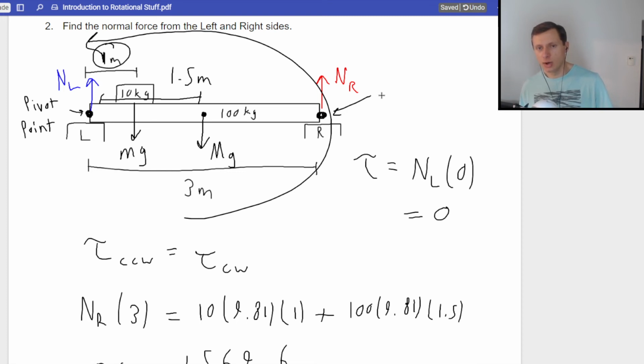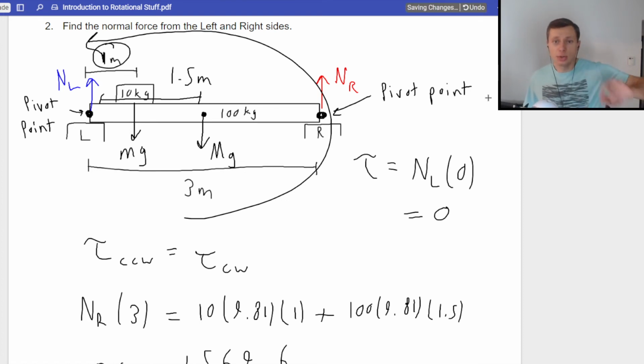Because then NR will go away. There's my new pivot point. And we're just going to do the exact same math to find NL. And you can do that, and that will work. And that's what I would recommend you do if you ever see this problem and you're not sure what to do. However, I'm going to tell you there's a much easier way to do it now that we know what NR is.